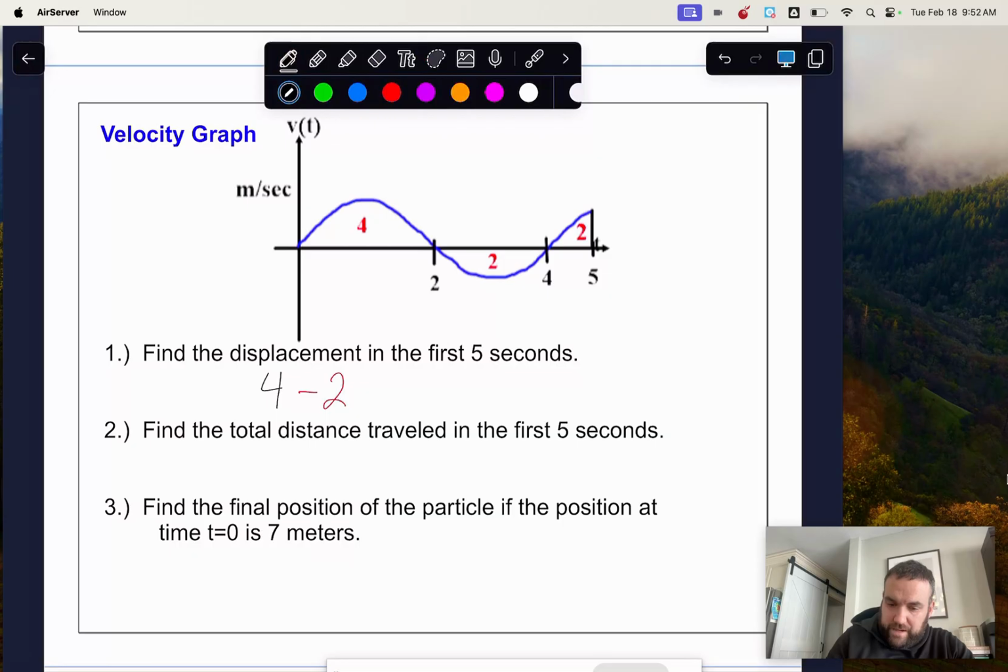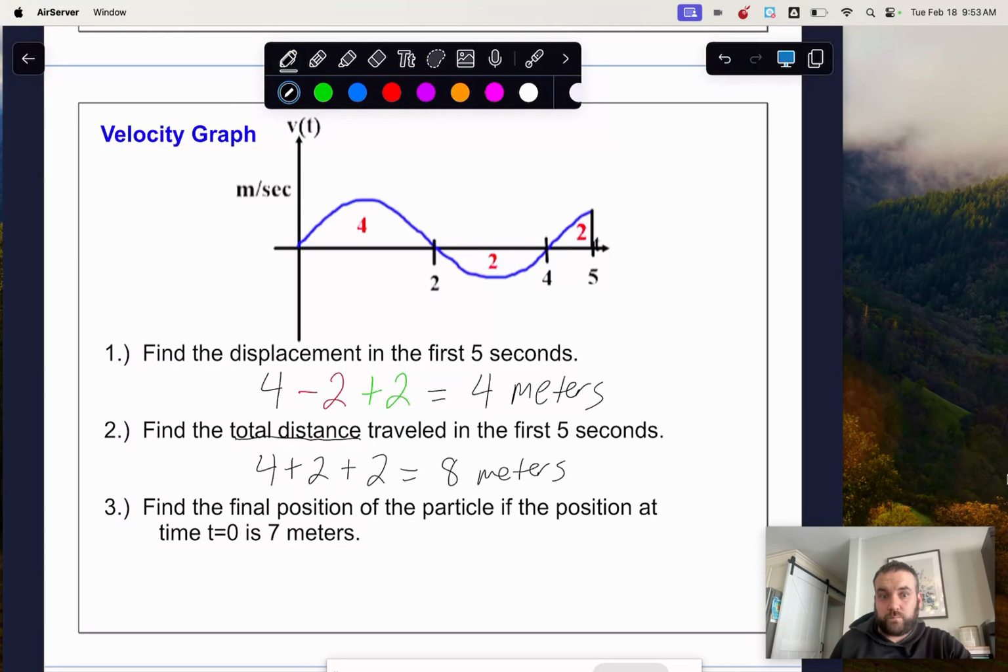And then from 4 to 5, there's a positive displacement of 2 as well. So we end up with a displacement of 4 meters. Okay, but if I'm asking for just the total distance traveled, I'm going to take those 3 values, 4, 2, and 2. I'm going to add them all up, taking each individual absolute value, and we get a total of 8 meters for distance traveled.